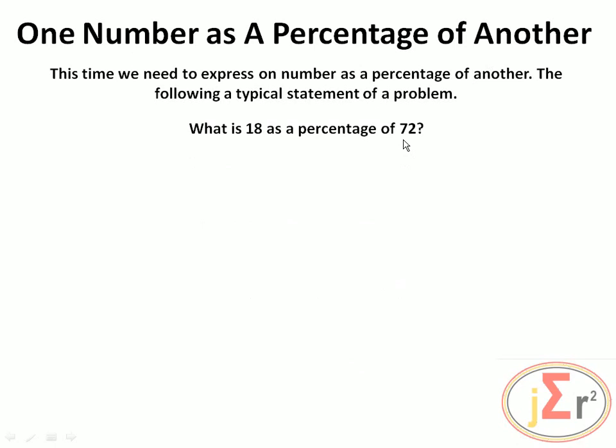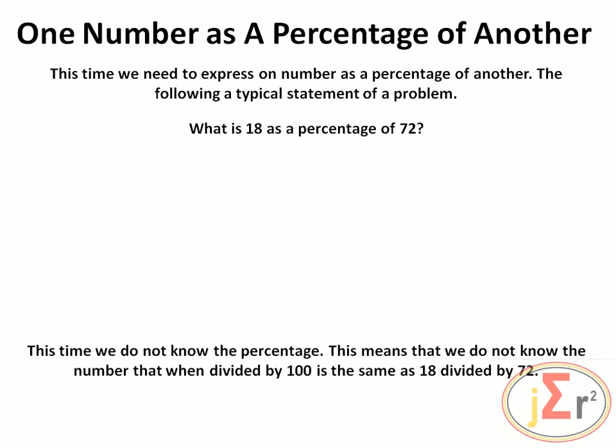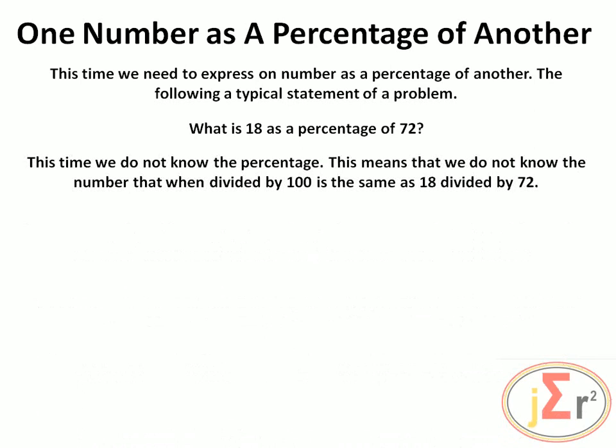What is 18 as a percentage of 72? This time we do not know the percentage. This means that we do not know the number that, when divided by 100, is the same as 18 divided by 72. So we do not know the percentage.